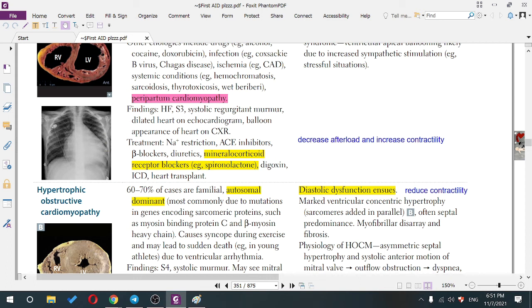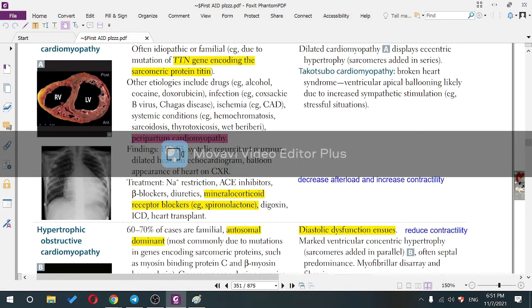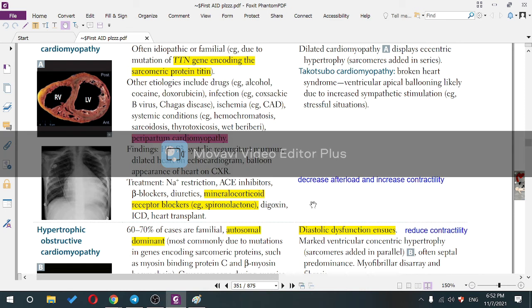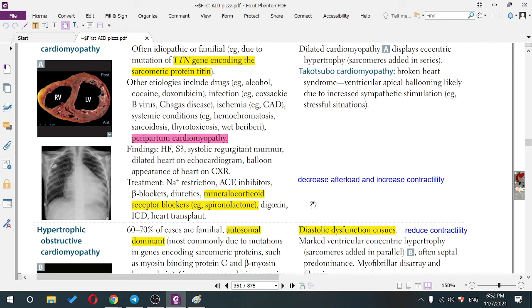So the next thing we have here is the treatment of dilated cardiomyopathy. What is the treatment? Sodium restriction. Why? Less sodium, less water. Less water, less preload. Less preload, less dilated cardiomyopathy. ACE inhibitors decrease your afterload and decrease your preload. Decreasing the preload, perfect. What about the afterload? When you decrease the afterload, you increase the contractility of the heart. And thus, the ACE inhibitors are perfect.